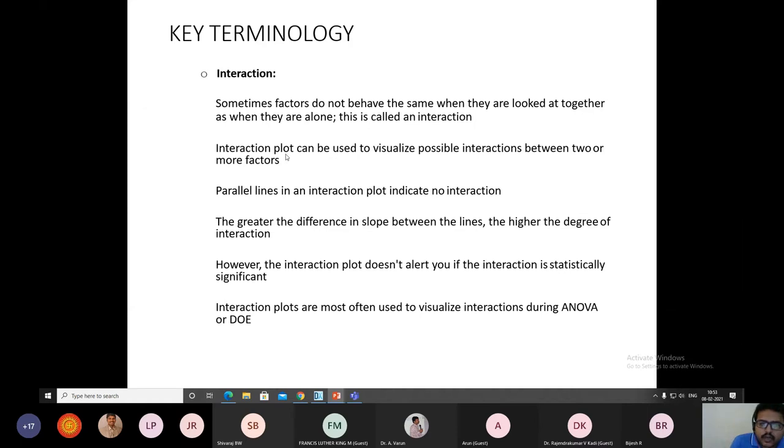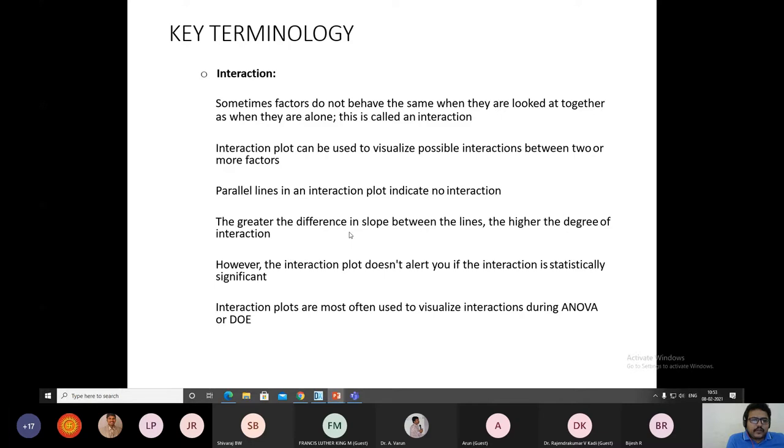So an interaction plot can be plotted based on your DOE data, and it can visualize possible interactions between two or more factors involved in the experiments, right? So there is one thing you can observe. If you observe parallel lines in an interaction plot, it indicates that there is no interaction of the factors.